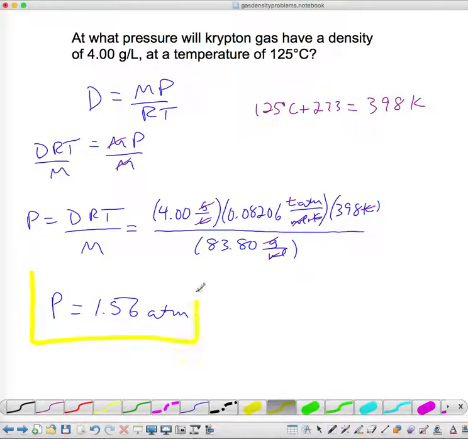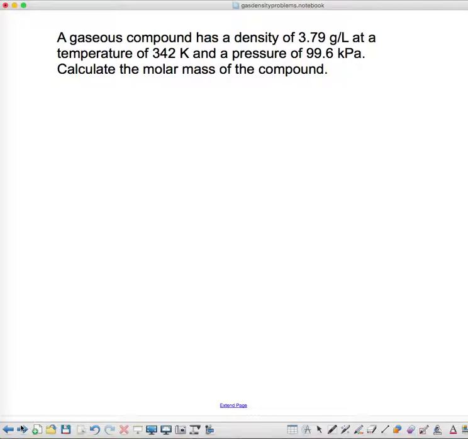Now, one of the most useful applications of this expression is to find the molar mass of an unknown substance. Basically, if you have any chemical compound and you can get it into the gas phase and you can measure its density at a given temperature and pressure, you can calculate its molar mass, which is really useful. So in this problem, we're asked: the gaseous compound has a given density at a certain temperature and pressure, calculate the molar mass.